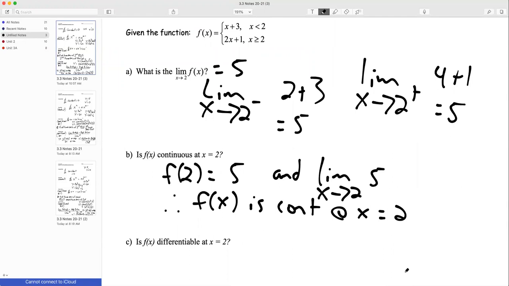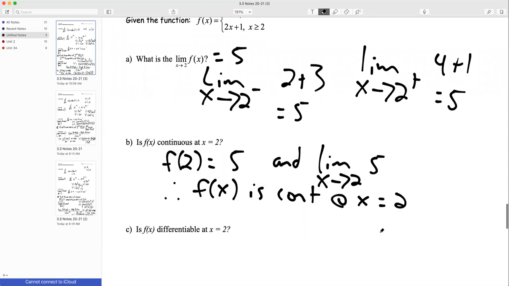Now, let's throw in a little new wrinkle. Is it differentiable at 2? Oh, what is differentiable? We talked about it yesterday. It means it has a derivative. And how do we check to see if it has a derivative? I'm going to check the slope on the left-hand side and the slope on the right-hand side and see if those are equal.